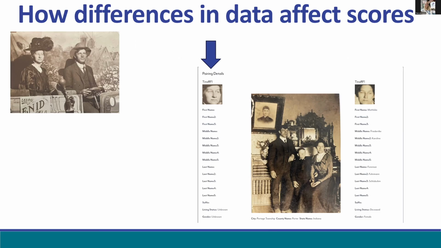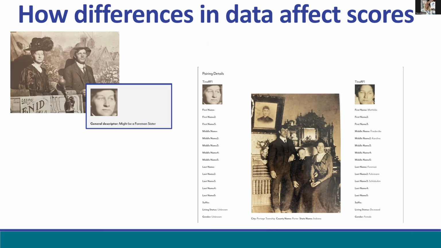You can label people however you like when using a general descriptor, as these labels are private and they're not shared with others. In this case, I called the woman might be a foreman's sister, but I'd never write unknown in the first name blank because then Related Faces would think that her name is unknown, and that wouldn't be good at all. Only names go in name fields.